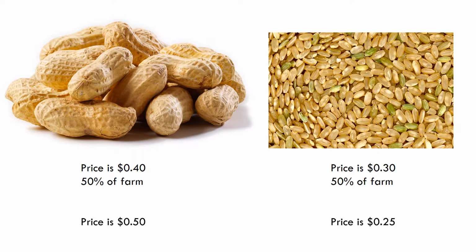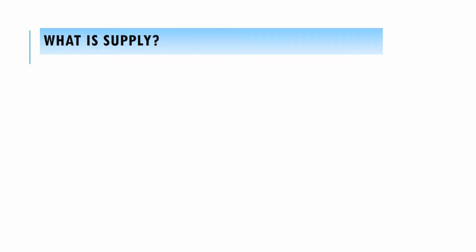Now, if the price of peanuts was to rise to 50 cents and the price of rice was to fall to 25 cents, how might you react in terms of how you run your farm? Well, the logical thing to do would be to increase your production of peanuts to maybe 80% of your farm and reduce your production of rice to maybe 20% of your farm, because peanuts now have become potentially more profitable. And this is a good indicator of what supply is all about.